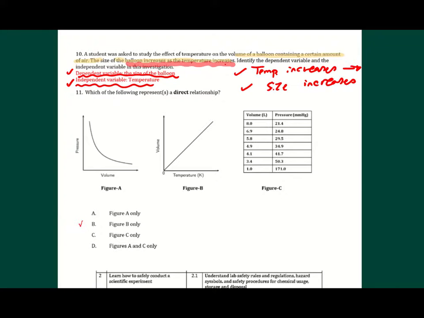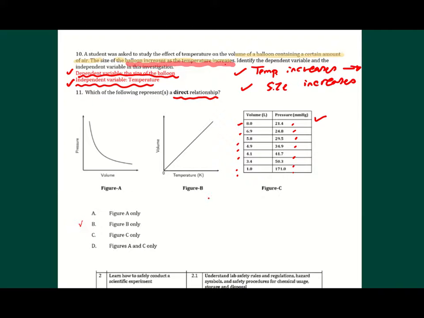Question 11. Also for the same piece of information, he's asking which of the following represents a direct relationship. Here is the change in volume. They are changing the volume, and the pressure is changing accordingly. You can answer the question by looking at the table and the two graphs. So here you can see that the volume is decreasing from 8 to 6 to 5, 4, 3, and 1. And the pressure is increasing.